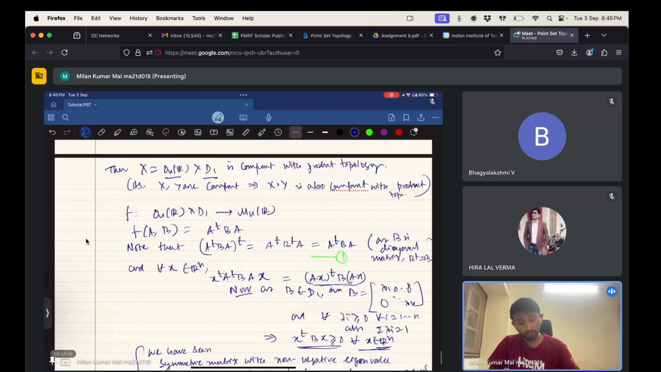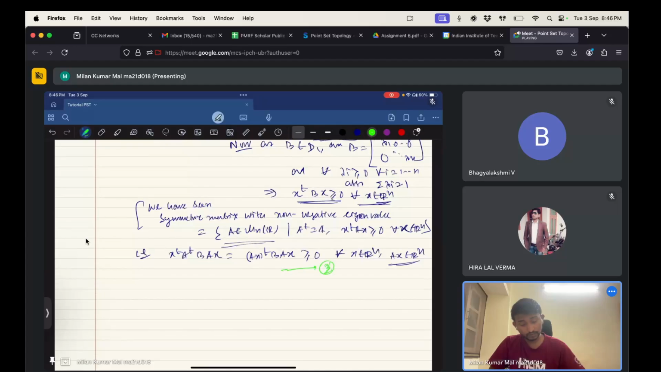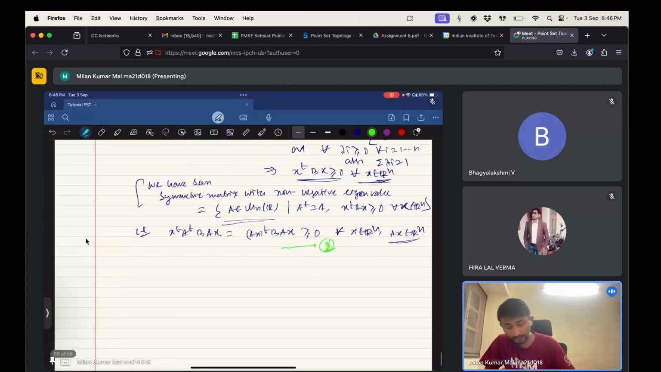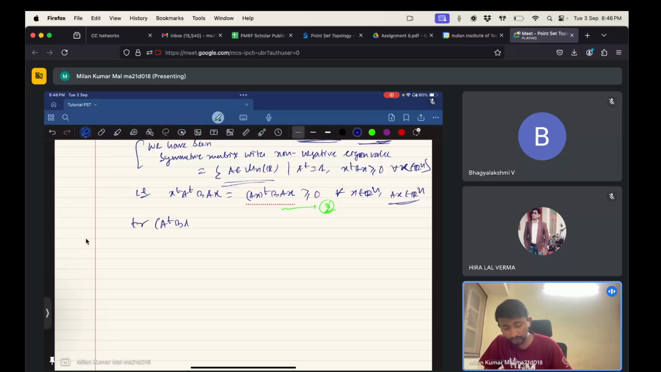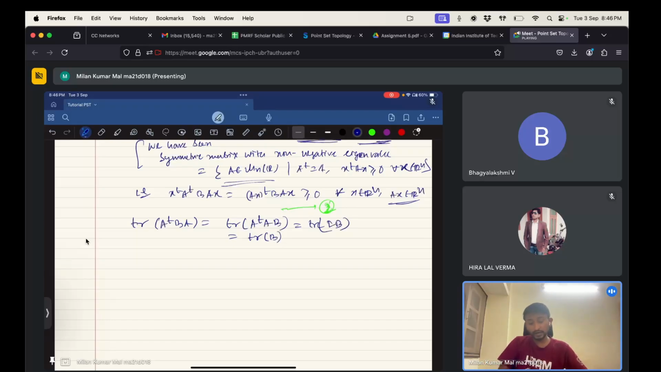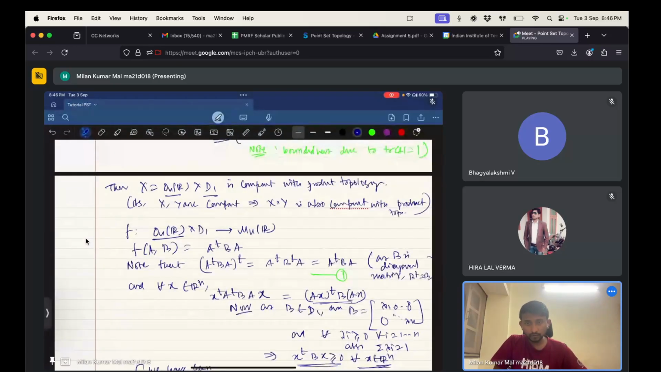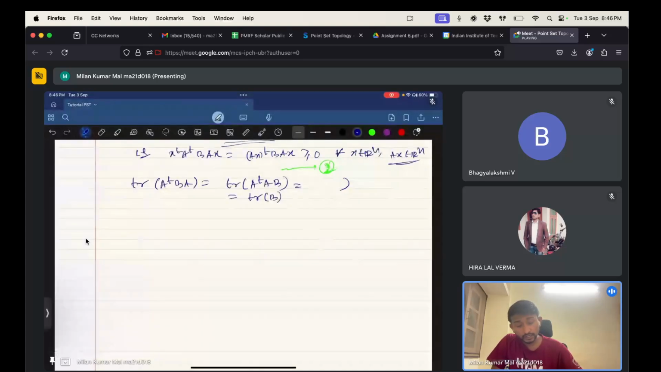So this is property 2, and the last one is the trace. Trace of A transpose BA is equal to trace of B. This is equal to trace of identity times B, because A is coming from the orthogonal matrix O_n(R), so A transpose A will be identity. Trace of identity times B means trace of B, which is equal to 1.